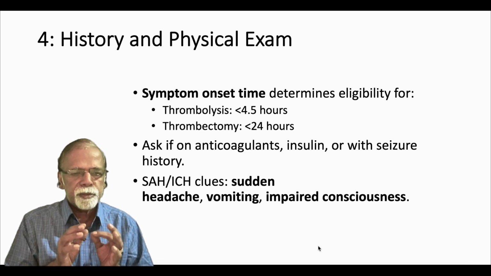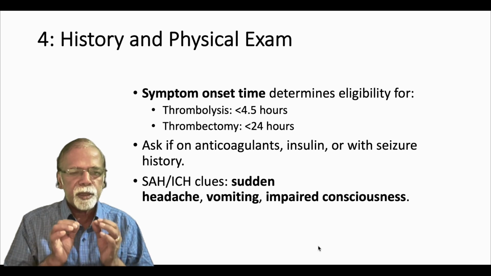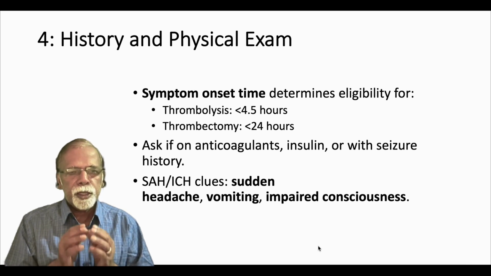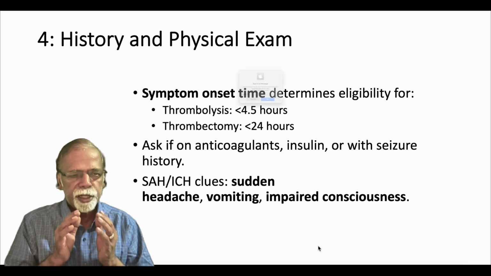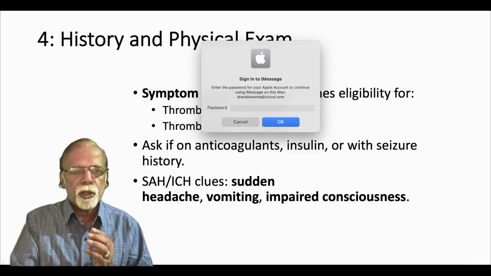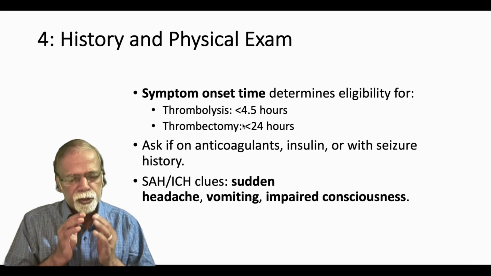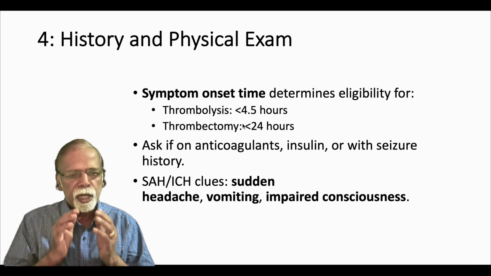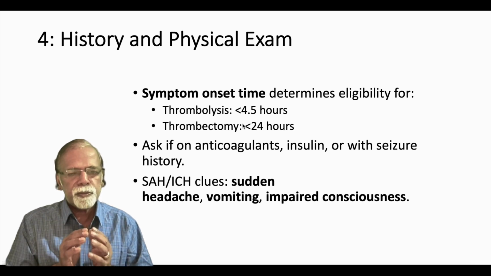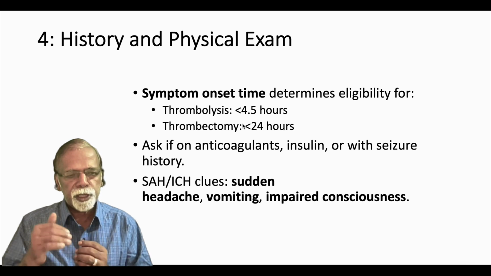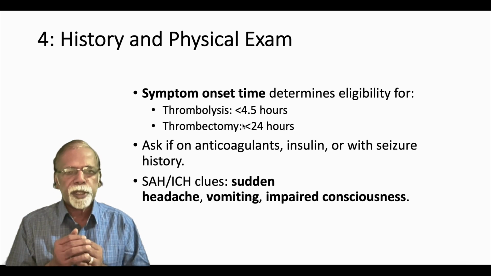Symptom onset time is the most important. When did the problem start? In order to identify whether it is a candidate for thrombolysis, that is a window period less than 4.5 hours. And also identify when the patient was last normal. Is it before 24 hours? Because such a patient may be a candidate for thrombectomy.